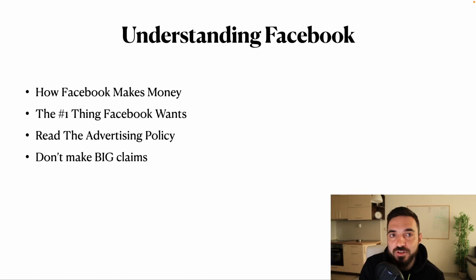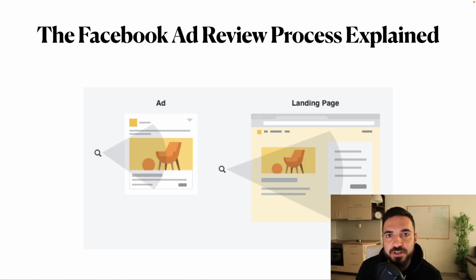And Facebook is not using real people. Facebook is using algorithms that are very, very smart. And those algorithms are just checking out your ads, and if there is something weird with your ads, if your ads are not compliant with the advertising policy, you're gonna get restricted. And this is how the advertising process actually works.